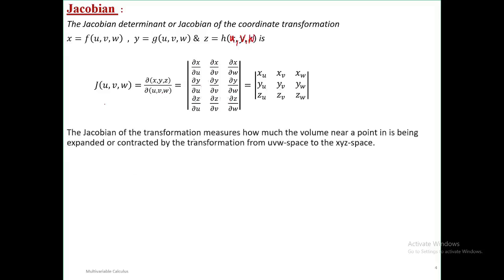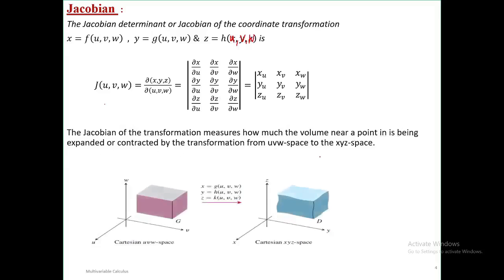The Jacobian of the transformation measures how much the volume, because it is 3 dimensional here, so 3 dimensional means volume. How much the volume near a point is being expanded or contracted by the transformation from UVW space to XYZ space. This is UVW space, this is XYZ space. Now this is the old volume. Under this transformation, it became the region of integration.